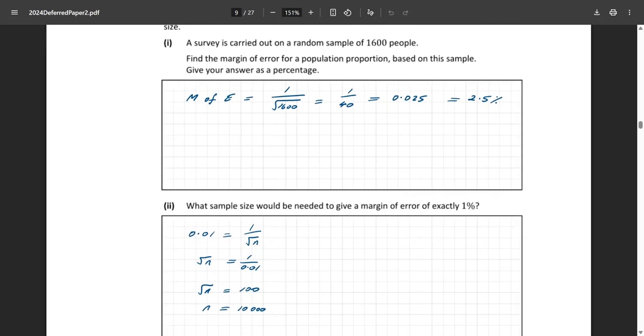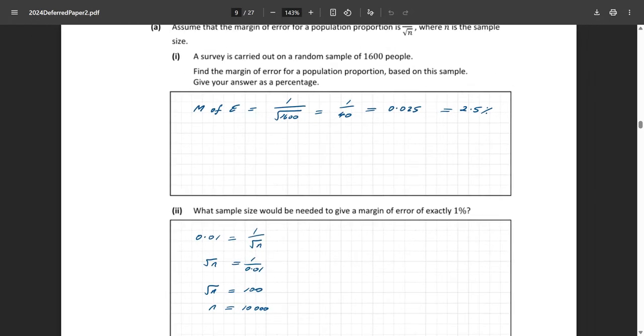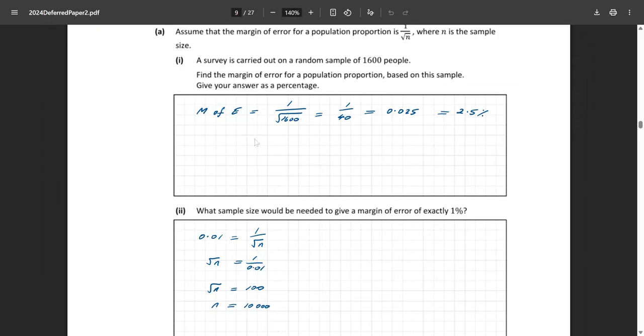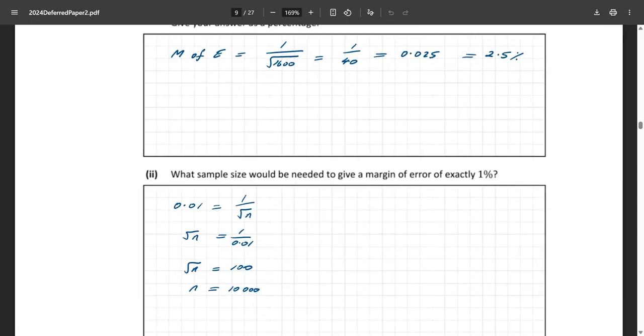Now, part 2 is the same question kind of backwards. So generally, if you look at the first one, you're given n, and you want to get the margin of error. Now you're given the margin of error, and you want to find n. It's the other way around. So we want to get exactly 1% margin of error. Now 1% as a decimal is 0.01. Margin of error is always given as a decimal in the formula. It's 1 over root n.